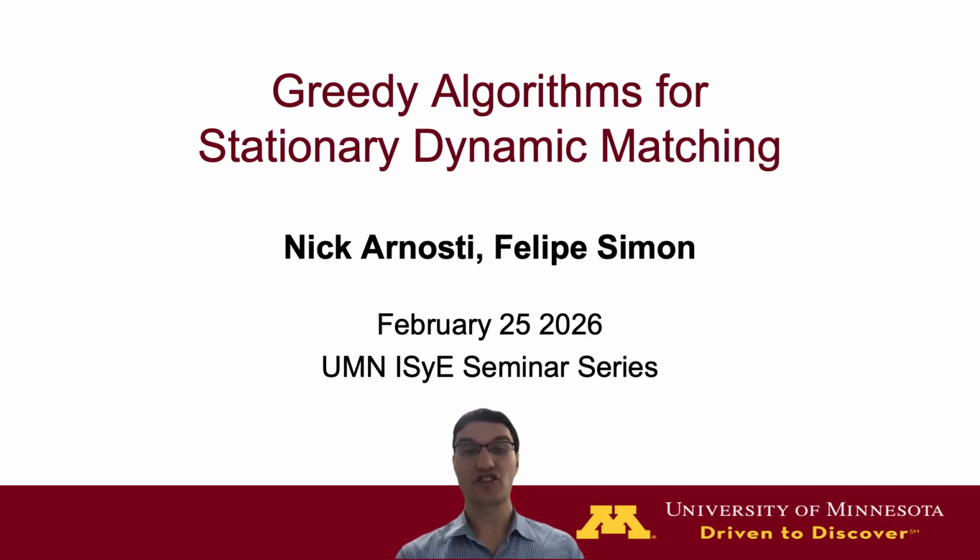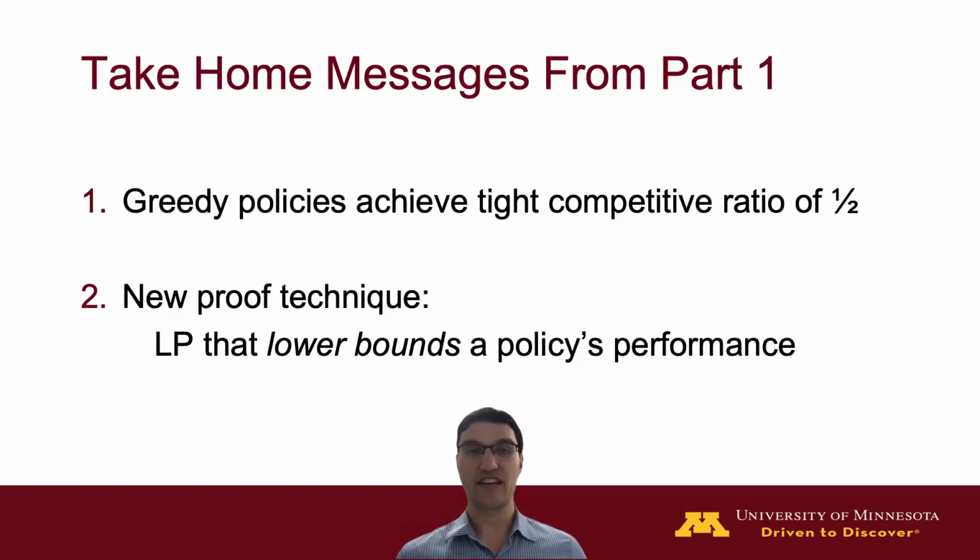If you have, just a quick reminder of the key takeaways. One is that we're going to show in our dynamic matching model that greedy policies achieve a tight competitive ratio of 1/2, at least under certain conditions. And the other key takeaway that I want you to remember is that we use a very innovative proof technique, which uses a linear program that actually lower bounds our policy's performance.